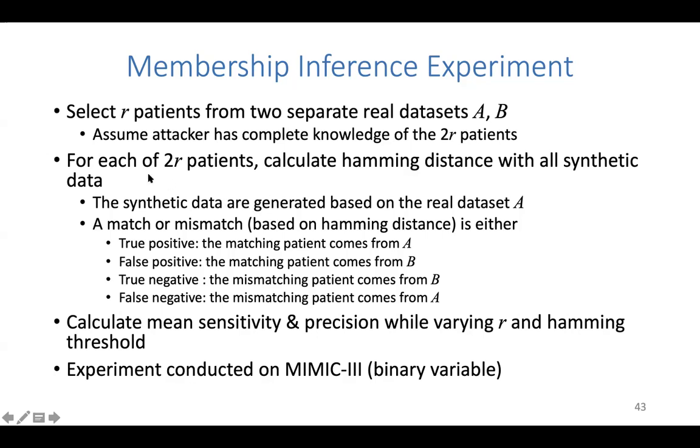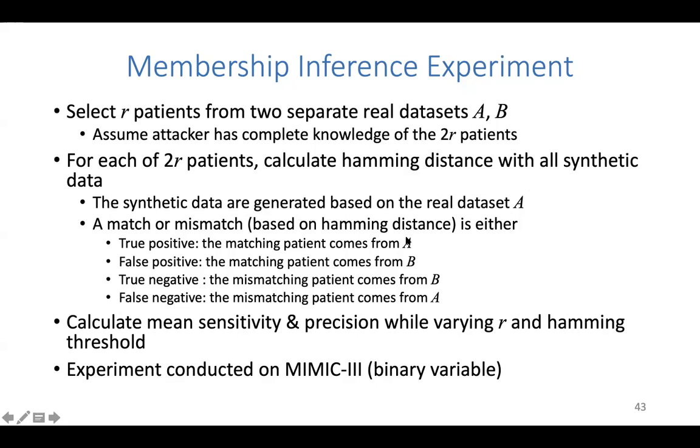And the premise is that the synthetic data are generated based on the real data set A. So only A was used to train the synthetic data generator. So they are generated based on real data set A. And a match or a mismatch is determined based on Hamming distance.